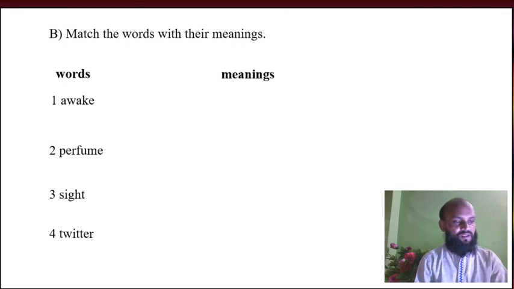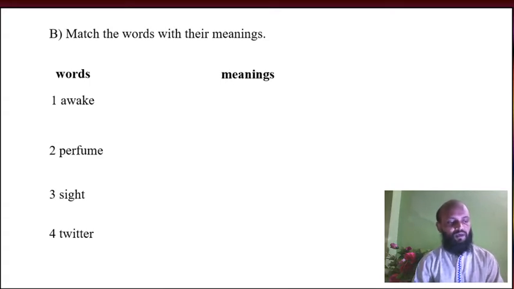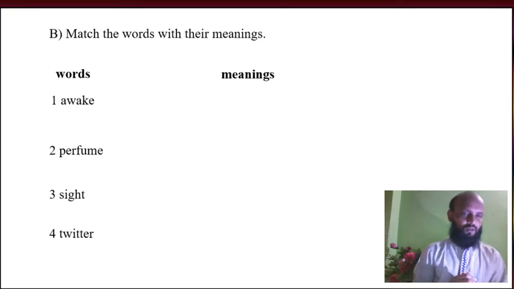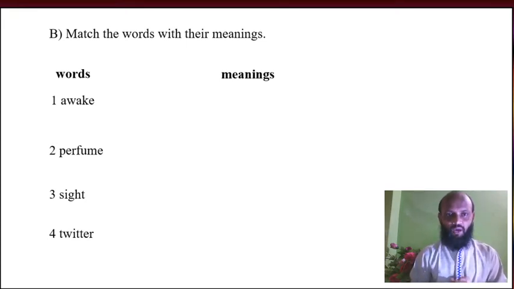Please open at page 66 where you see there is a matching in section B. You have to match the words with their meanings. The first one is awake. The second one is perfume. The third one is sight. And fourth one is Twitter. As we have discussed these words and you all know the meanings, so I hope you can match these words.